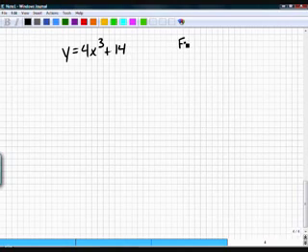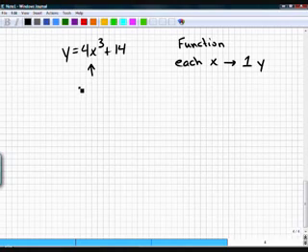Okay, again, function. Let's think about it. Function means each x implies 1 y. If you have an x, then that x is going to be paired with only one y. Plug in any x that you want into that. Plug in 2, plug in 3, plug in -4, plug in -5. Will you ever get 2 different values for y? Plug in anything you want for x. Plug in 2, you're going to get a single y back no matter what you plug in for x. That is a function.